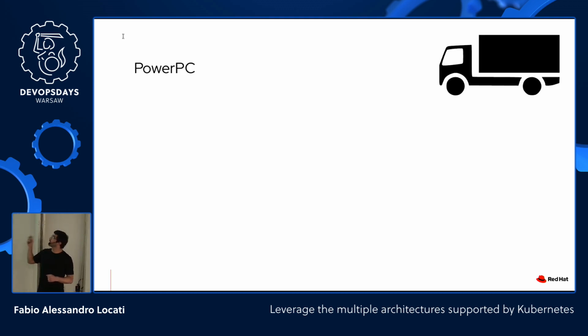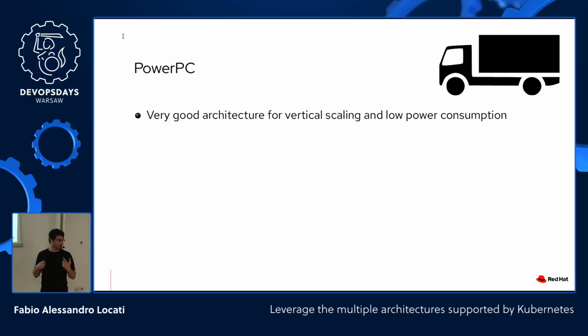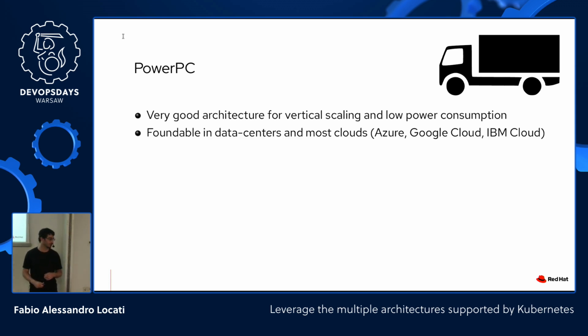So PowerPC, I think of them as a lorry, basically. They are big, they are expensive, but they do carry a lot more stuff. So this is a very good architecture for vertical scaling. The goal is not to horizontally scale your workload, but if your workload only scales vertically, it can be a good solution. And also, due to their architecture, their power consumption is lower per unit of work, which does not mean that they consume less power in general, but if we are talking about the same amount of work, then they will have consumed less power to compute it.